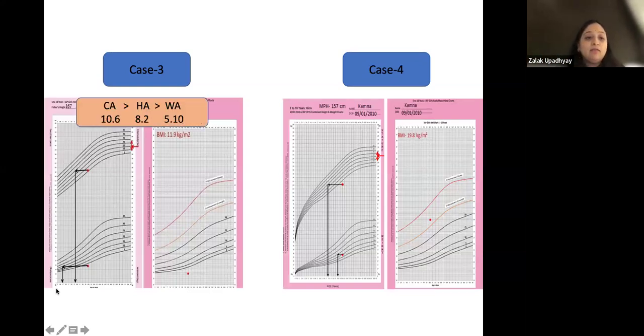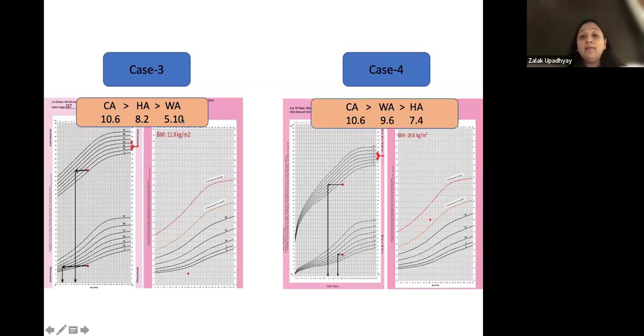And here, weight age is more affected than height age and chronological age. So chronological age is 10 years, 6 months, but height age is 8.2, weight age is 5.1. So here, and in case 4, height age is the most affected, then weight age, then chronological age. So this is GI complaints with weight more affected than height. So this is, as I told, some chronic illness related to GI. This is a case of celiac disease.